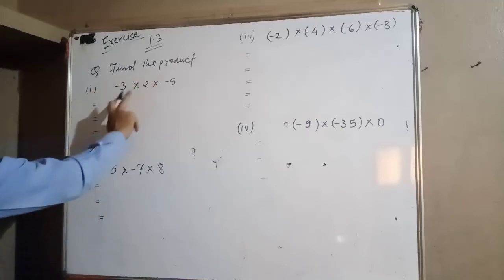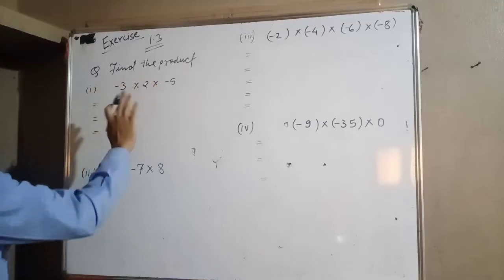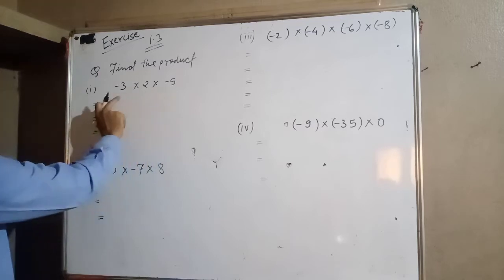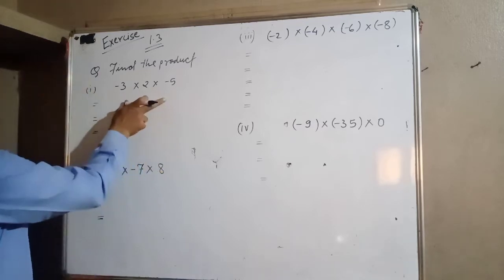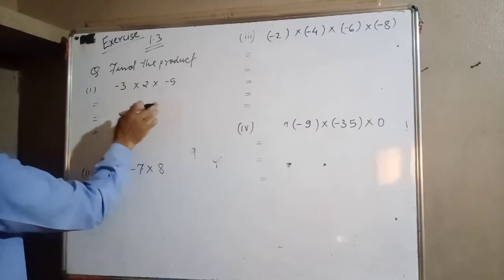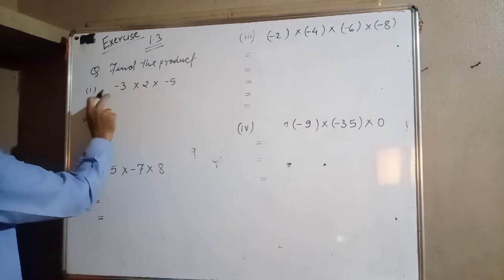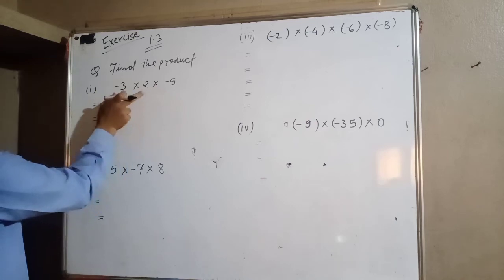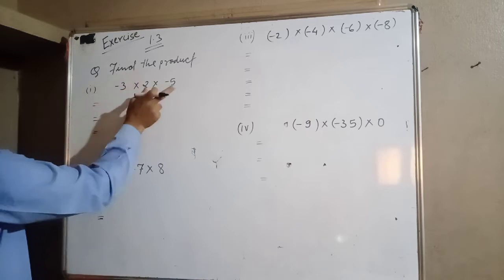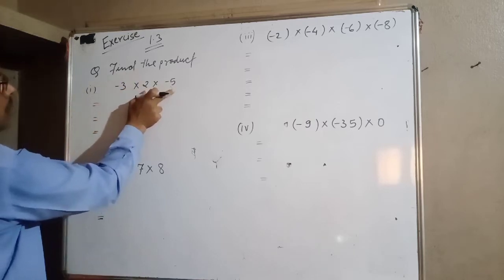Now in this question we will learn how to multiply more than two integers. We are having three integers, and when we multiply more than two integers, we can use the associative property. Here we can make a group of any two numbers. If you want to make the group of minus 3 and 2, you can. If you don't want to make the group of 3 and 2, you can make the group of 2 and minus 5.